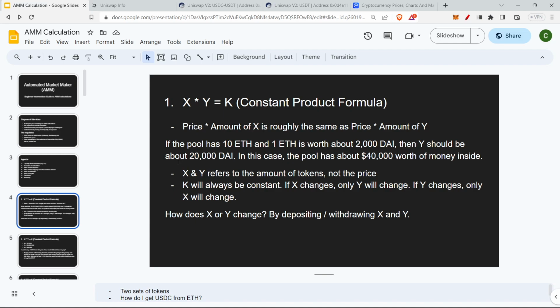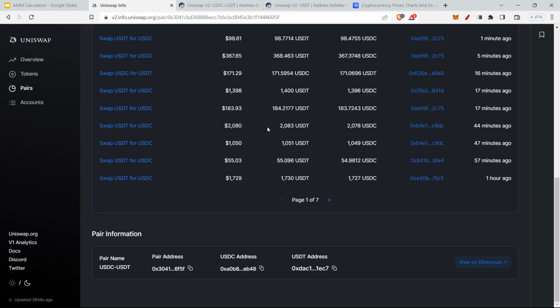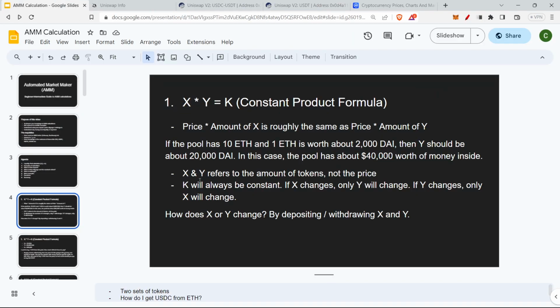In this case, the pool, which is 10 ETH and 20,000 DAI, has about 40,000 worth of liquidity inside. Next, some points to note are X and Y, these two variables here, will refer to the amount of tokens, not the price. If you look at WETH and USDT again, X and Y will refer to this amount here, not this amount over here. And K will always be constant. If X changes, only Y will change, and if Y changes, only X will change.